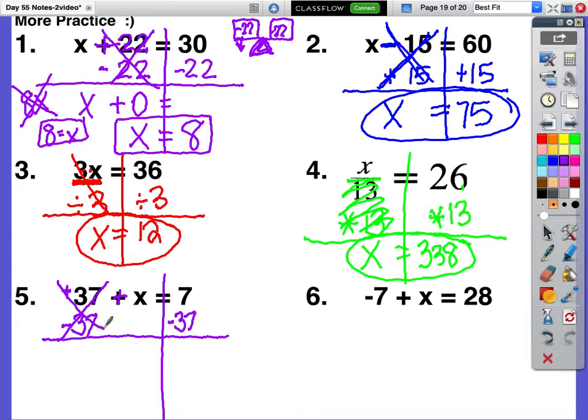By knowing that this is an understood positive where you subtracted here, you were able to cancel out your 37s, and you're still left with an x and an equal sign, and then in your calculator, I want you to type 7 minus 37.